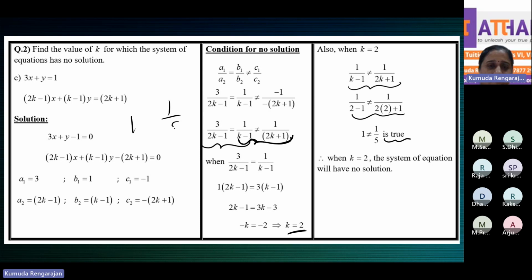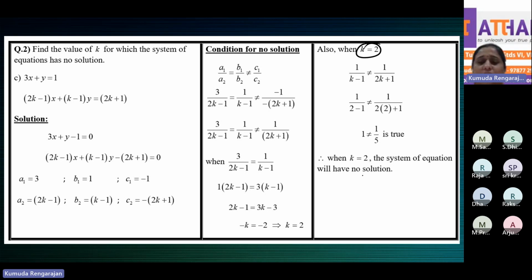1 and 1 by 5, are they equal or not equal? They are not equal. No, they're not equal. So that's true. 1 is not equal to 1 by 5 is true. So if it's true, you can go ahead with that value. So when k is equal to 2, the system of equations will have no solution.